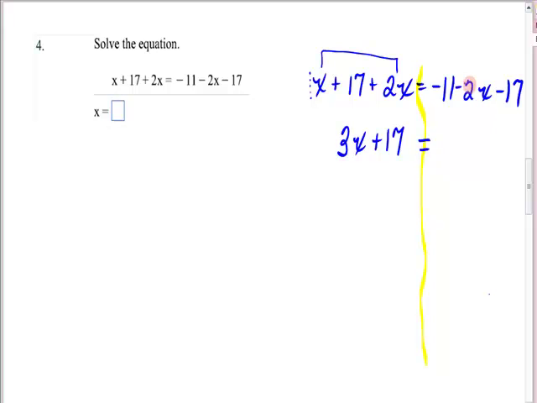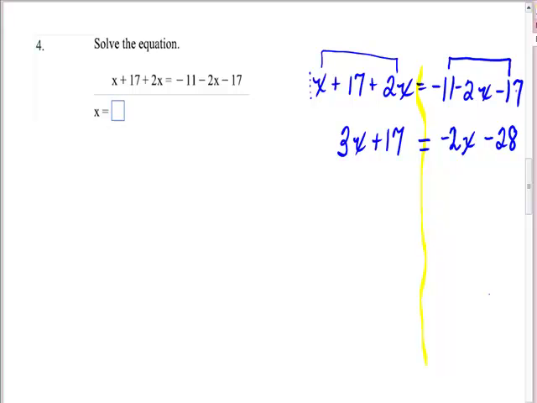Now the right side. Are there any other x terms? No, so I'll just write down the minus 2x. But constants, I have two of them, negative 11 and negative 17. That gives me negative 28. So I simplified on the left, combining like variables. I simplified on the right, combining like constants.